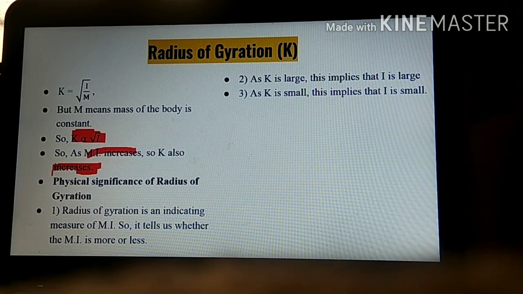We will see some physical significance of radius of gyration now, or why this radius of gyration is studied. What does it indicate? It is an indicating measure of moment of inertia. So it tells us whether the moment of inertia is more or less. If k is more, naturally moment of inertia will be more. If k is less, naturally moment of inertia will also be less.